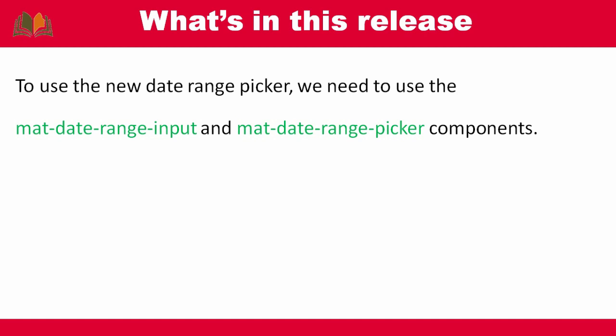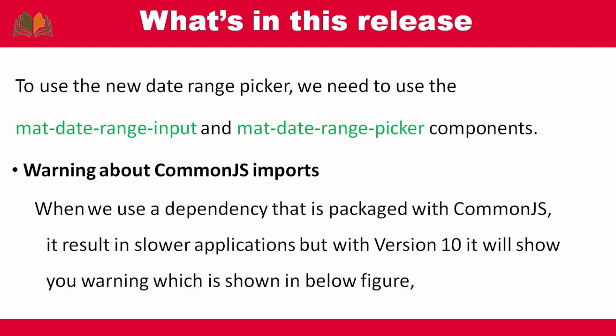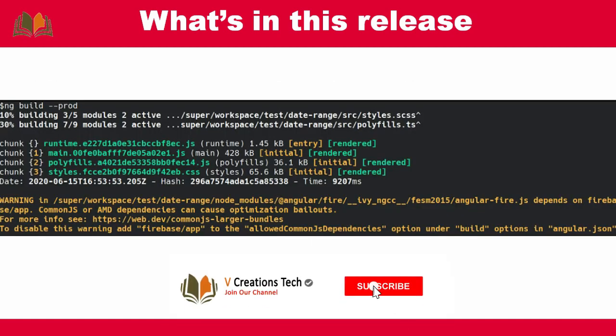And our next feature is a warning about CommonJS imports. Whenever we are using any type of dependency with CommonJS, it will slow down the application. It means it will decrease the performance of our applications. So in this Angular 10 version, they show some warnings, which are shown on this screen, like when we are doing an ng build prod, then such types of warnings will show.